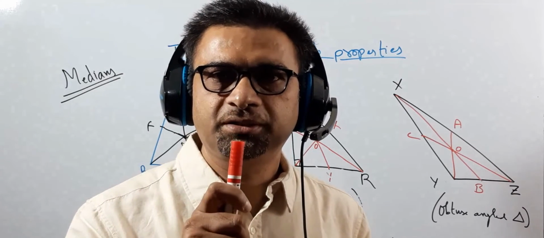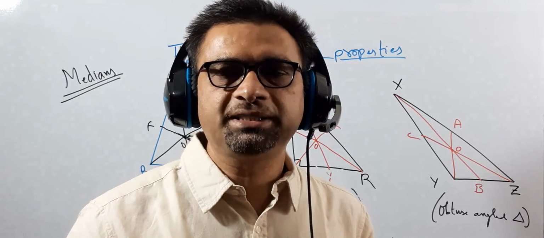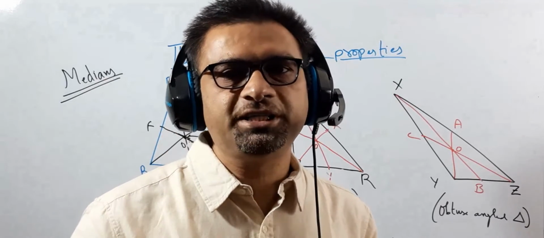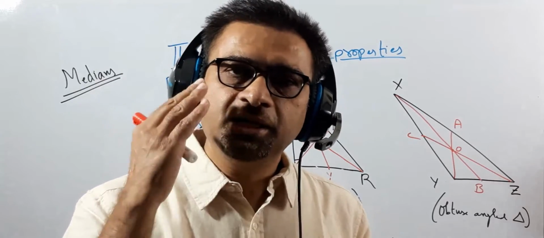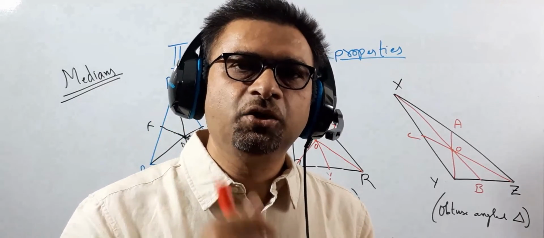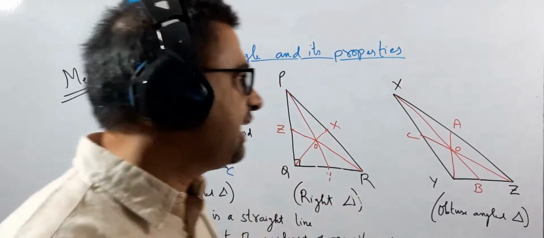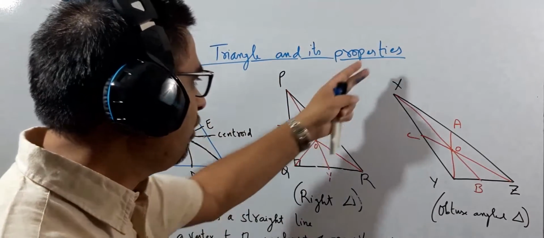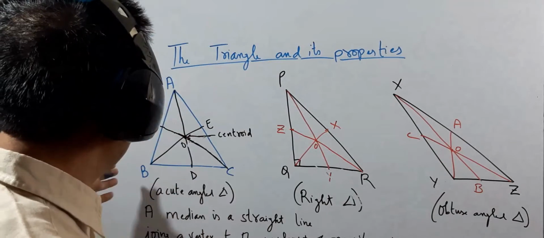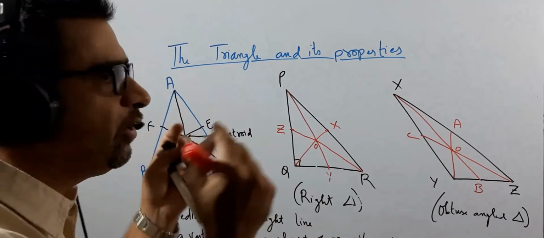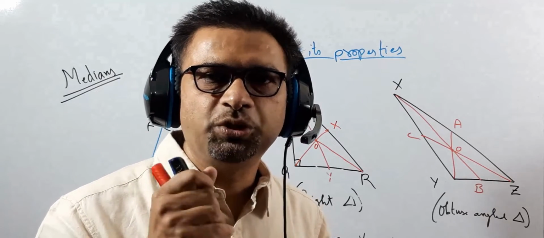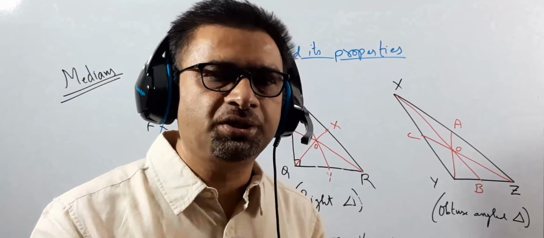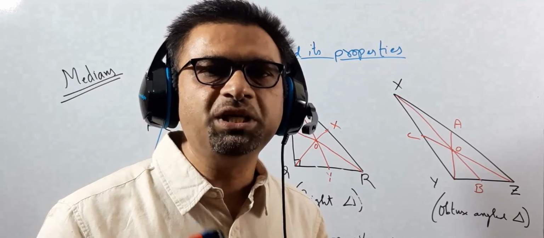Very important. Another point worth noting is that each of the medians of any triangle, and how many medians are there? 3 medians. Each of these medians will lie inside the triangle. As you can see, PY or XB or AD or BE, every one of these lies inside the triangle. So with this, you should be good with the concept of medians.